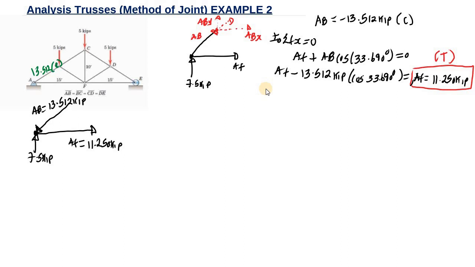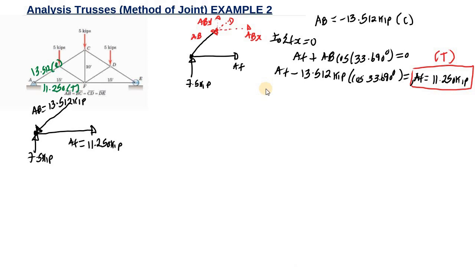Then we are having AF. AF is 11.250, and this is in tension. So like I said, this truss is symmetry, meaning whatever we have on the left is also going to be the same value on the right. So make sure you take note of that.